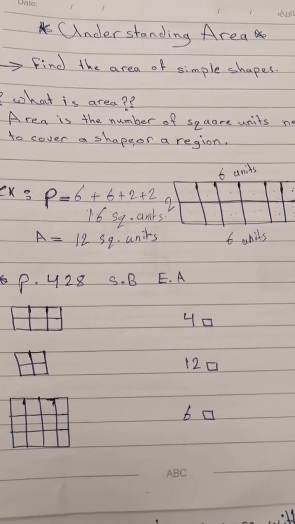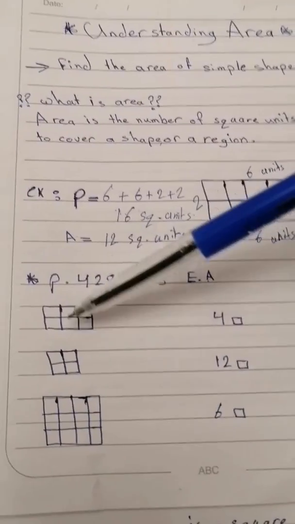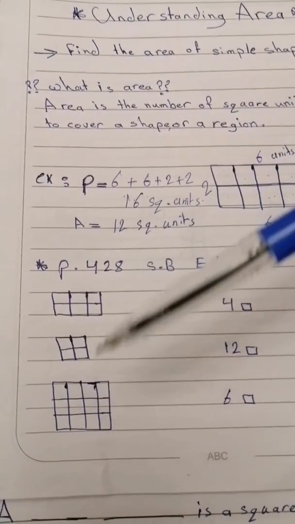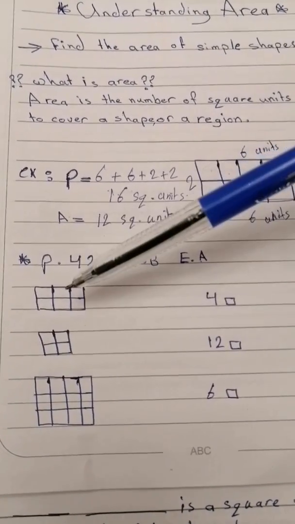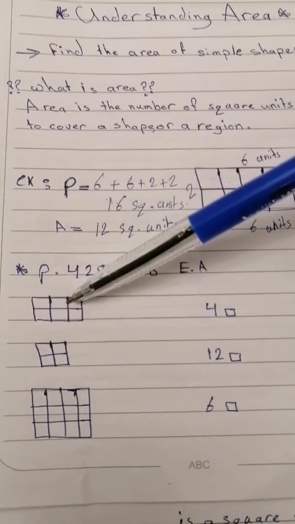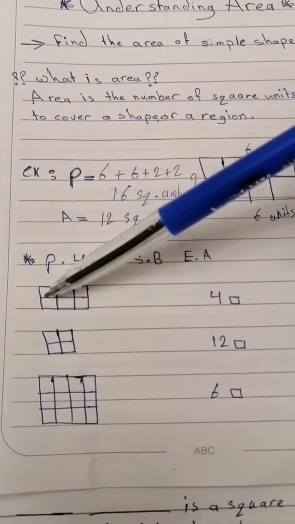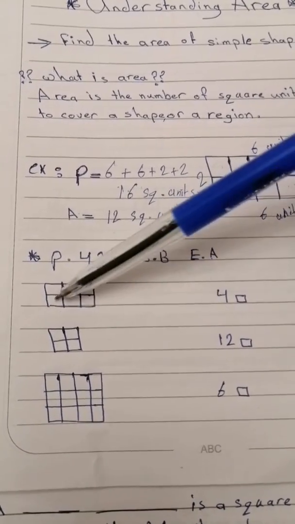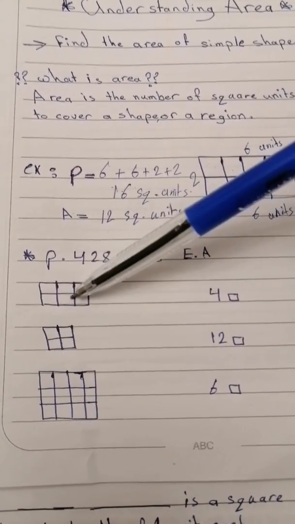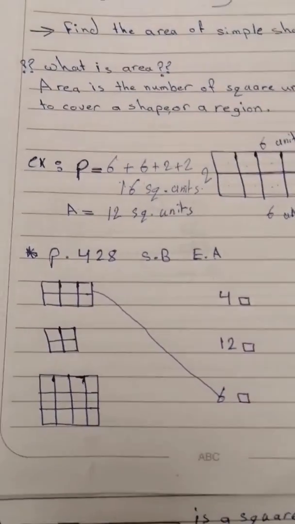Match each figure with its area. Okay, here are the figures that we have, and we have to match each with the best area. How? Go to the first one. The first one, what's the area? It is all the square units inside the shape. So count 1, 2, 3, 4, 5, 6. So what's the area? 6 square units. So the first one is 6 square units.